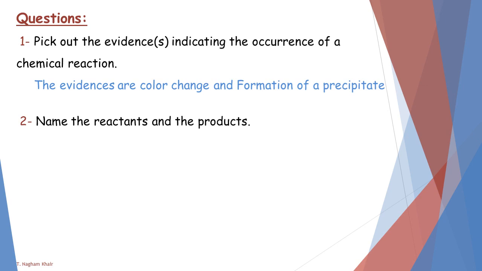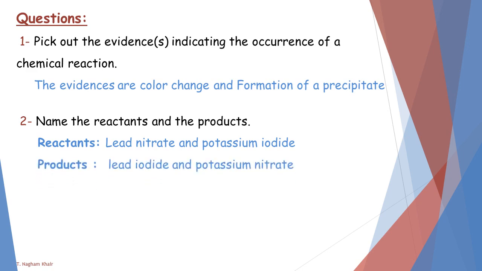Question number 2. Name the reactants and the products. We said the reactants are the ones we used at the beginning, and the products are the ones that we obtained at the end of the experiment. So the reactants are lead nitrate and potassium iodide. The products are lead iodide and potassium nitrate. If you repeat the video, you'll see them written at the end.